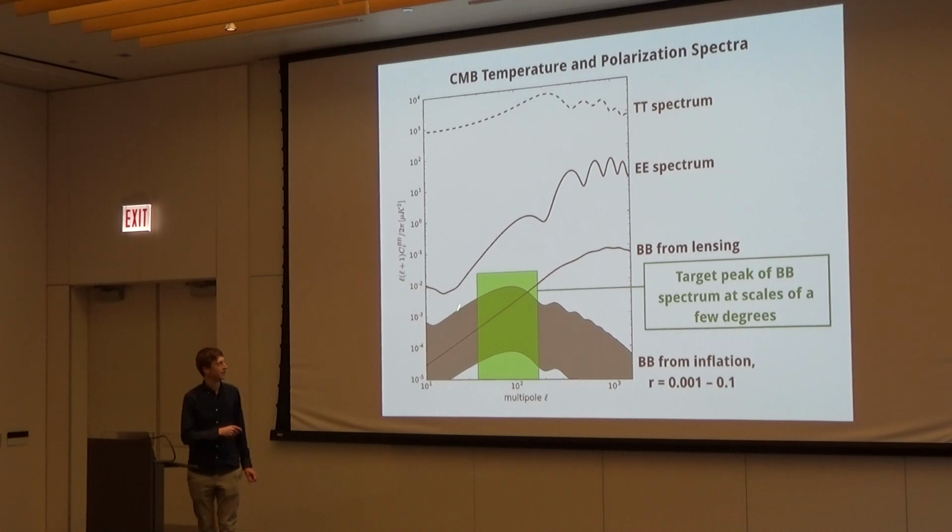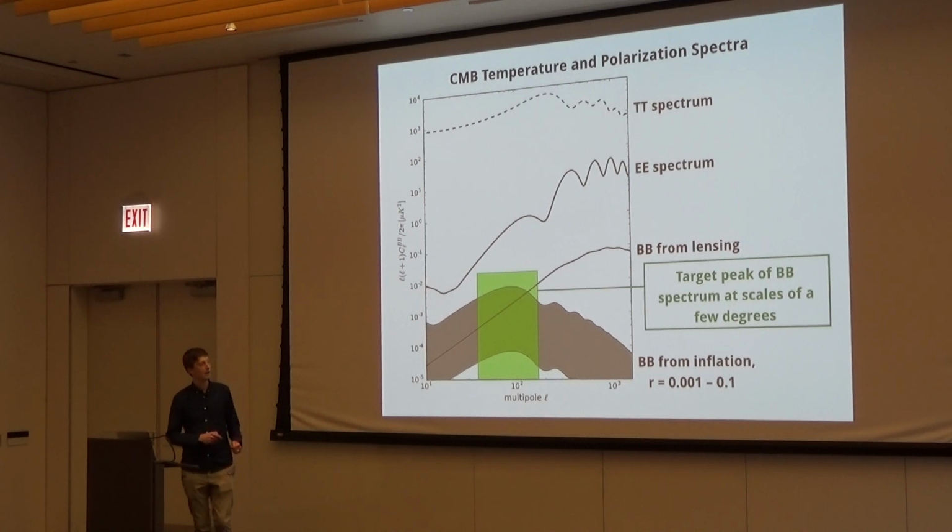But I'm going to focus instead on this gray band, which is showing a range of estimates for that gravitational wave signal with this tensor to scalar ratio ranging from 0.1, which is already getting ruled out at the current sensitivity of data, down to 10 to the minus 3, which is where we hope to be in, well, not really that many years now.